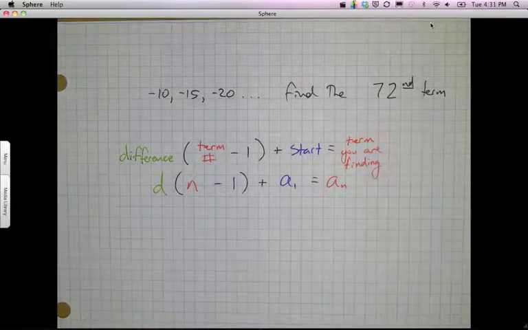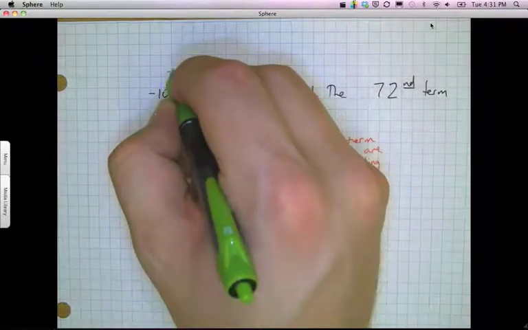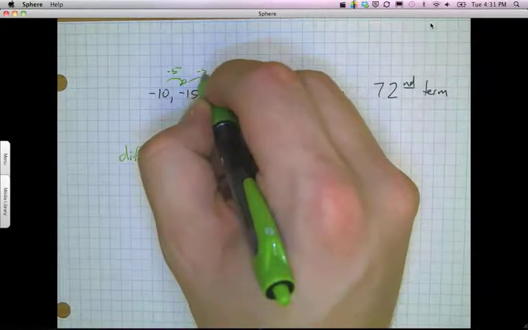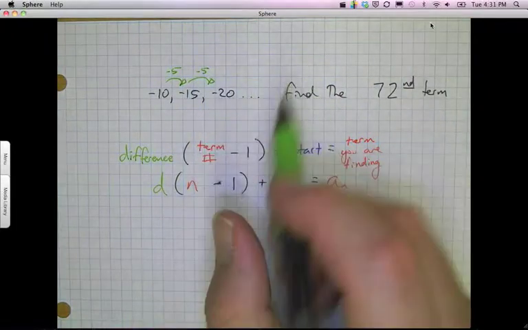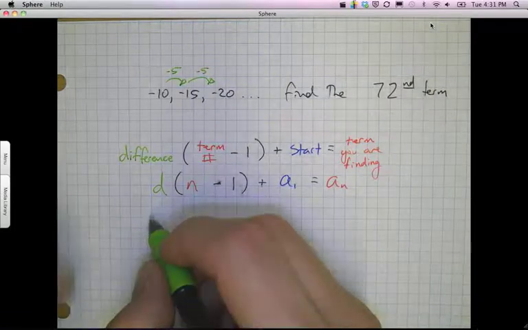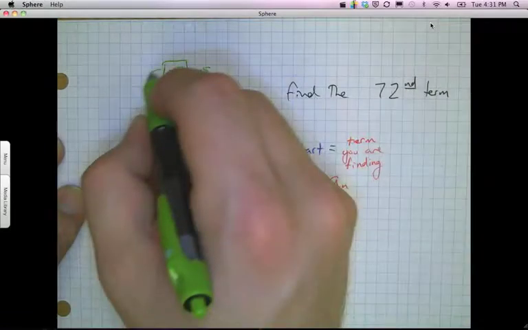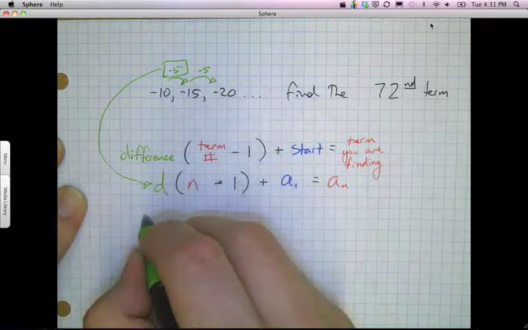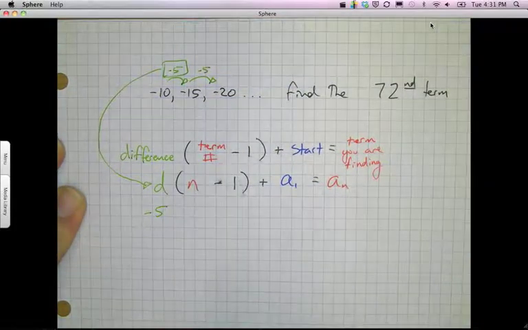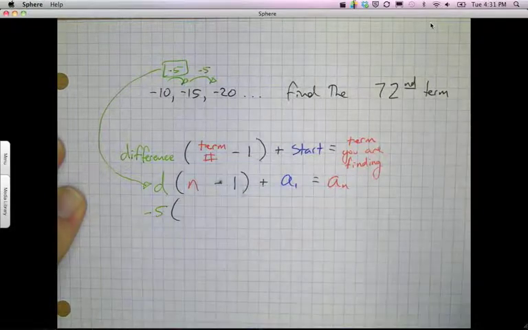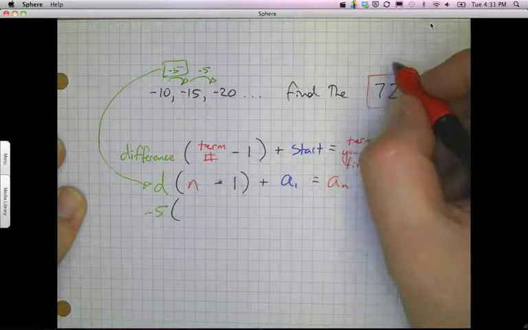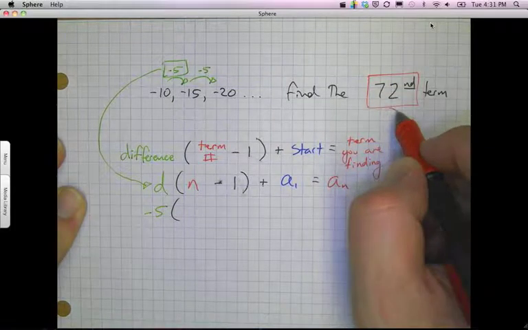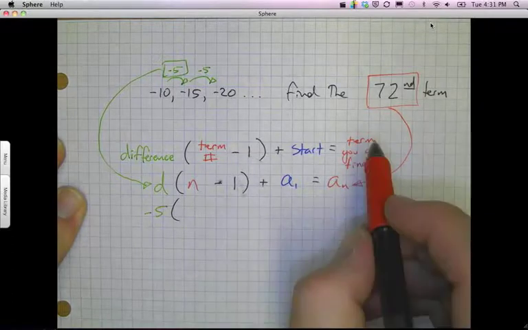Now, if this is my original form right here, I need to find those different pieces from that formula. So, the difference between each one of these is -5. In other words, I have to subtract 5 every single step in order to figure out what the next step is. So for this problem, my difference is going to go right here, and that's -5. Now, my term number that I care about, in this case, is 72. So this goes in there for my n, and it goes in two different places.